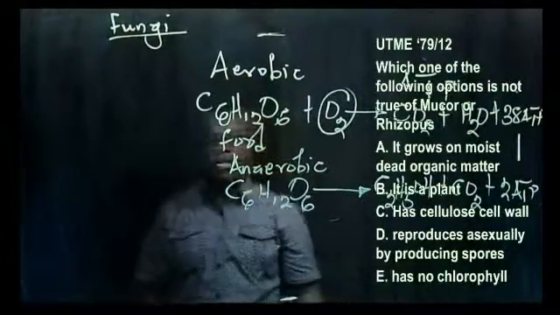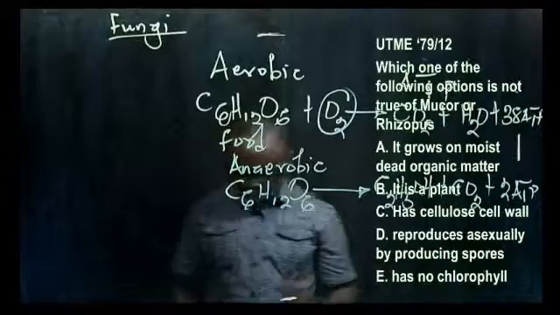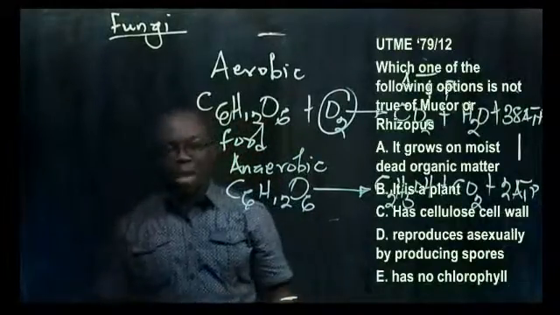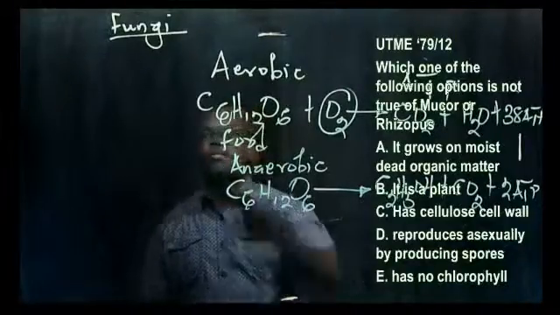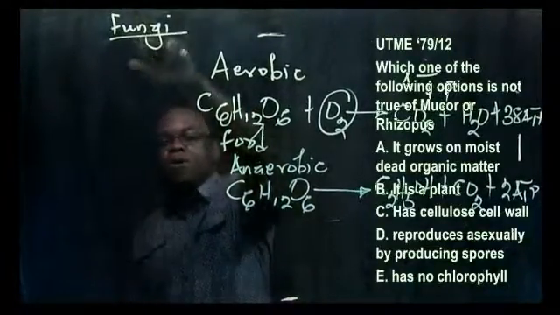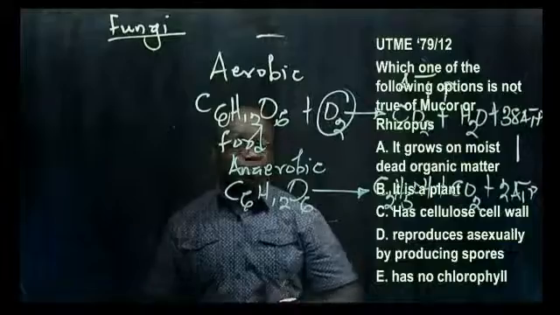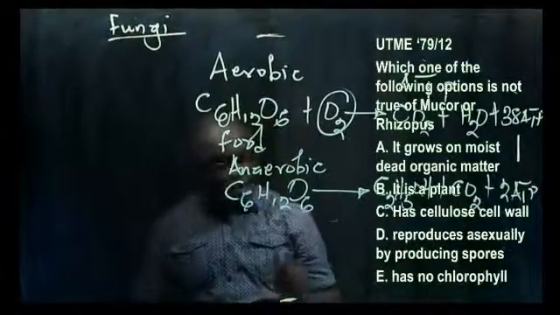Now, we are having 2 correct answers here. Option B says it is a plant. Now, mucor and rhizopus, they are both not plants. Mucor is a fungus, rhizopus is also a fungus, so they are not plants. So option B is correct.